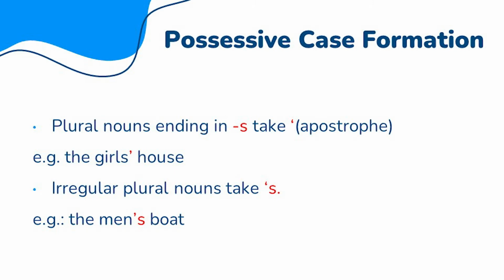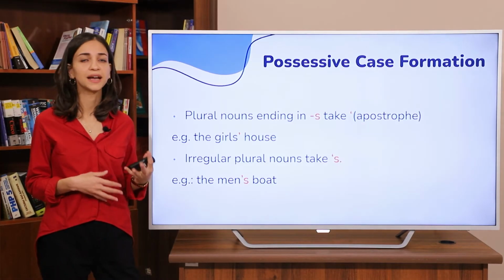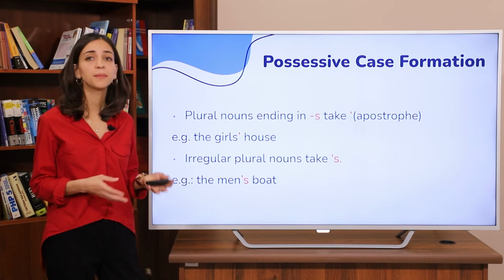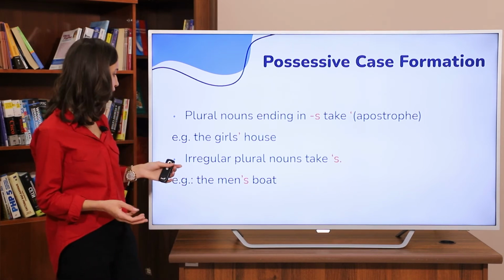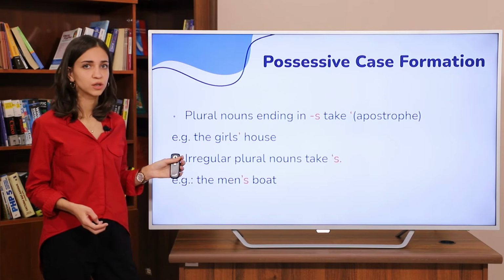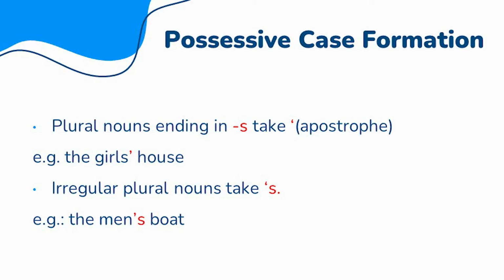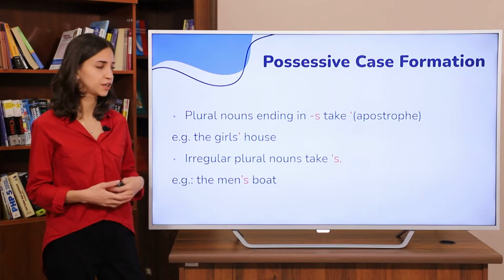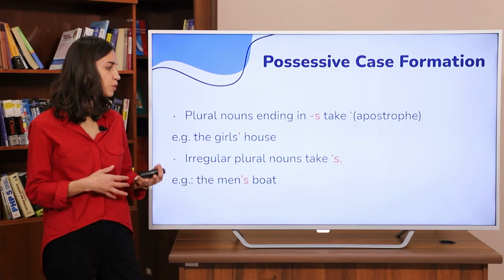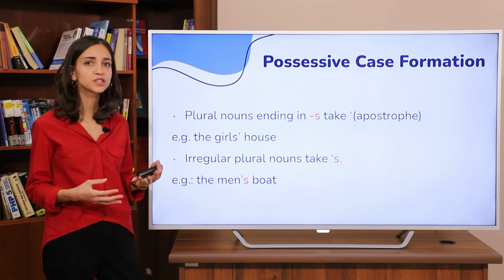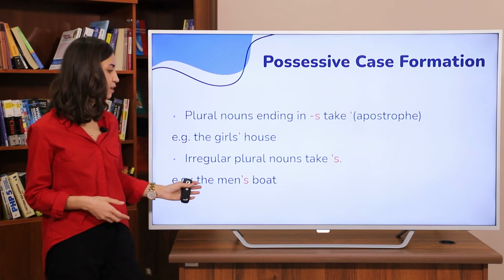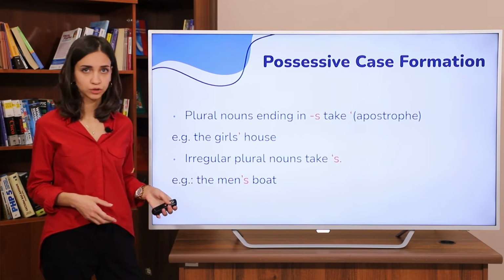So, how do we form the plural possessive case in English? Plural nouns ending in s usually take only an apostrophe. For example, the girls' house. What do you notice here? Only an apostrophe. How do we form the possessive case of irregular plurals? Irregular nouns take apostrophe s. For example, the man's boat.